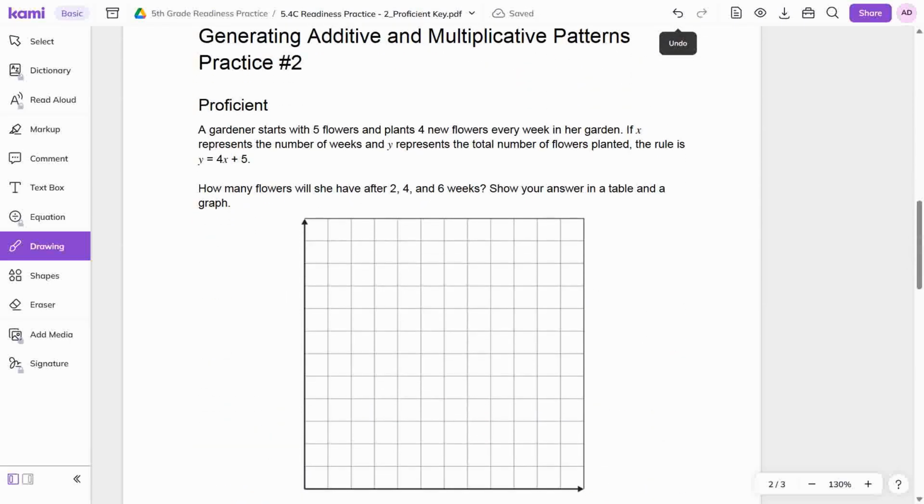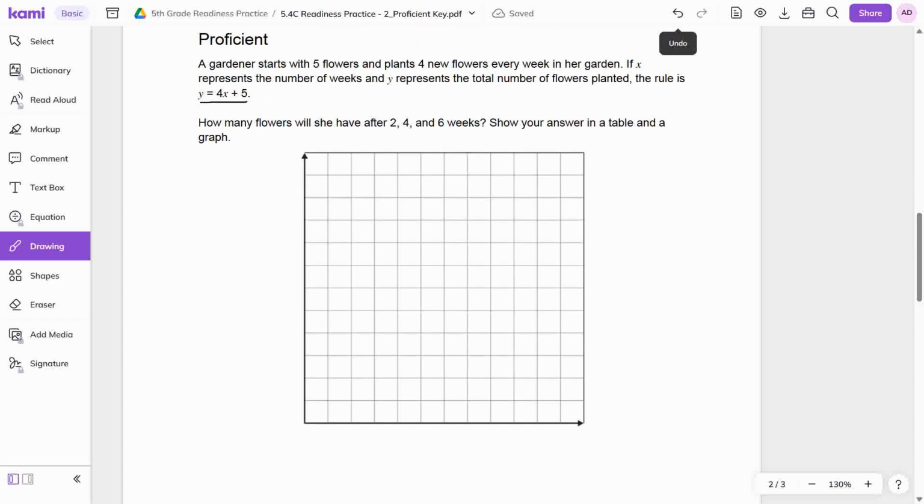For our second problem, we have a gardener that starts with 5 flowers, plants 4 new flowers each week. Here is our rule, y equals 4x plus that 5 that the gardener started with. And then how many flowers will we have after 2, 4, and 6 weeks? So we need a table and we need a graph.